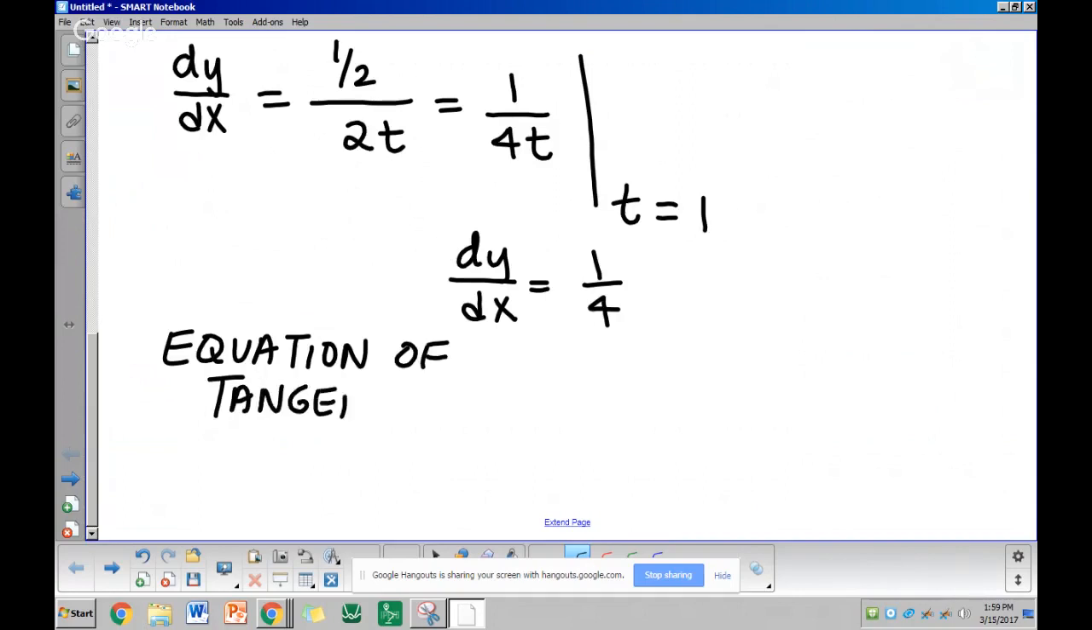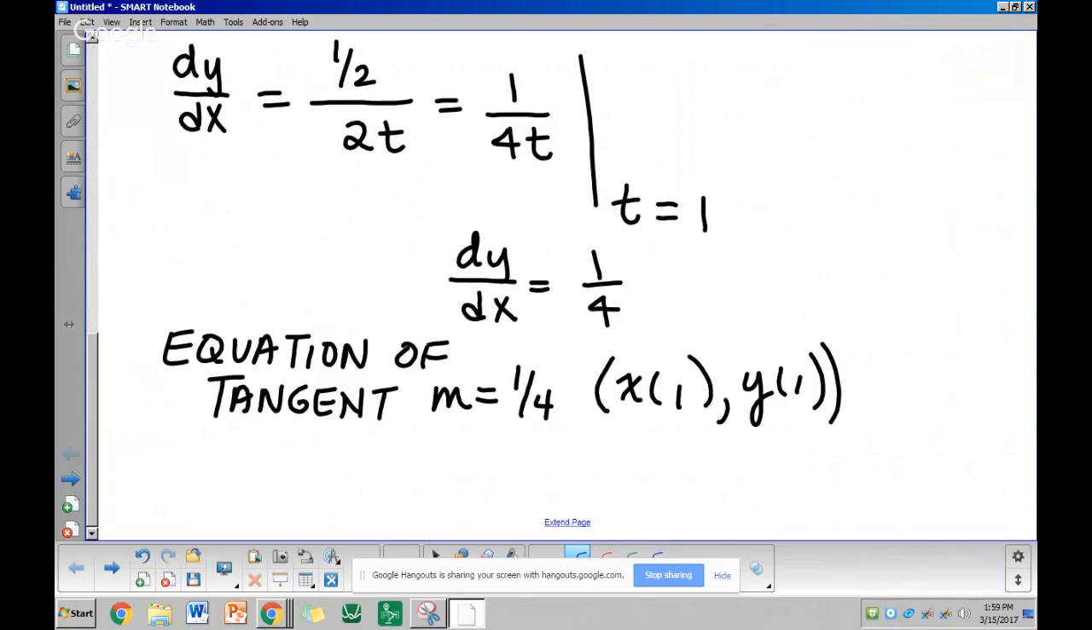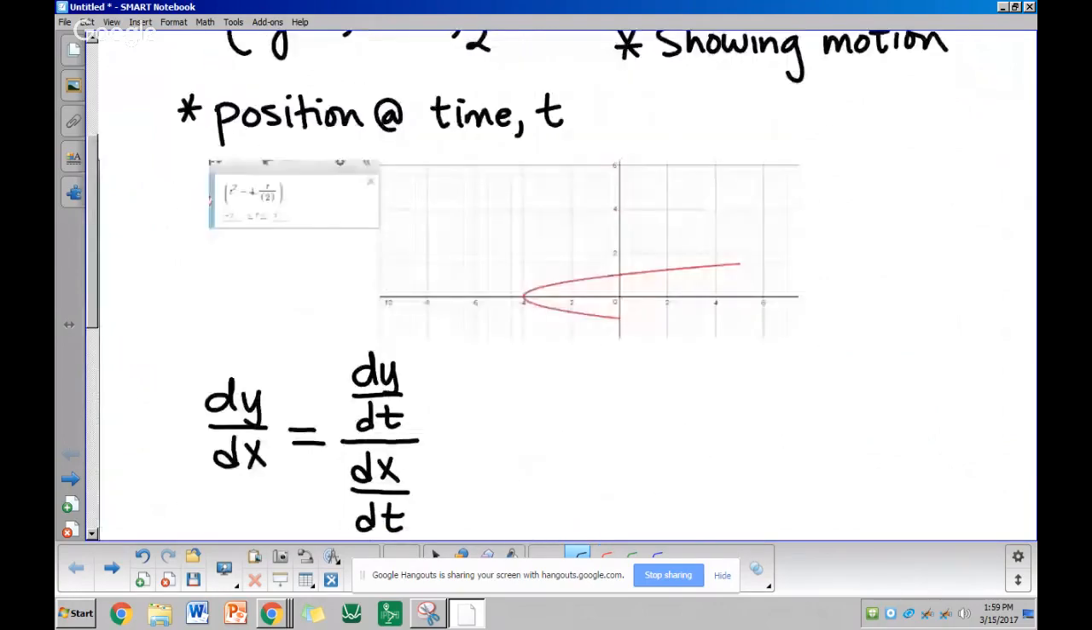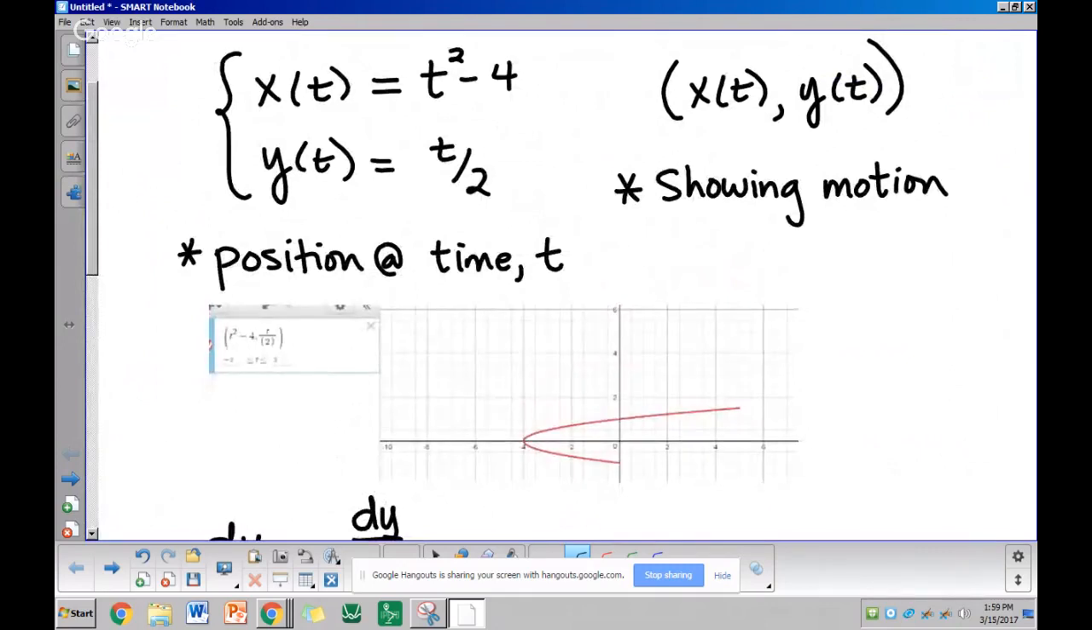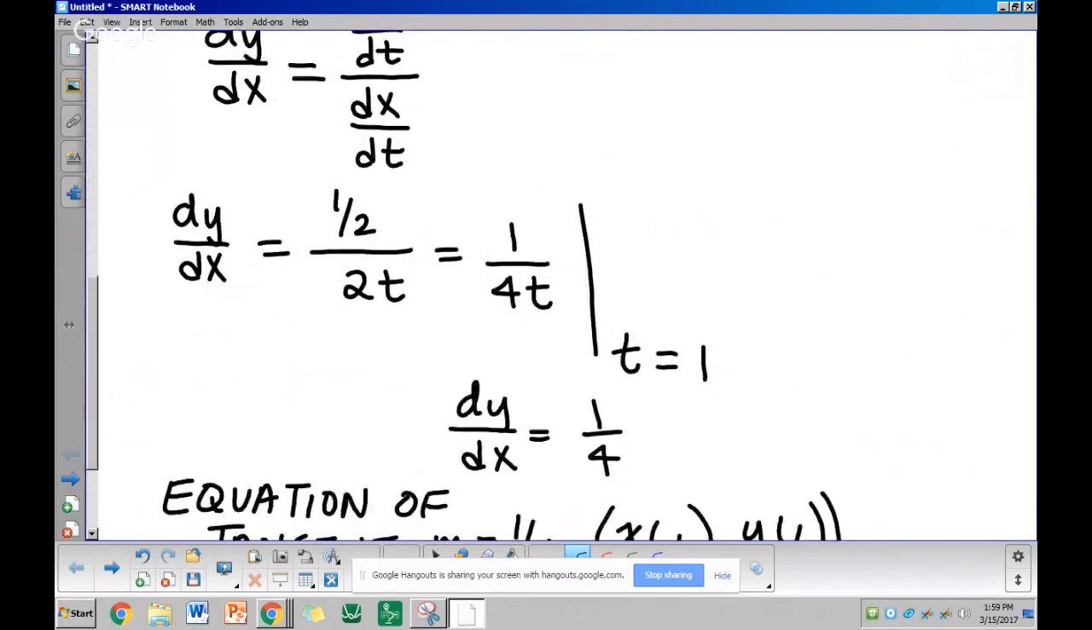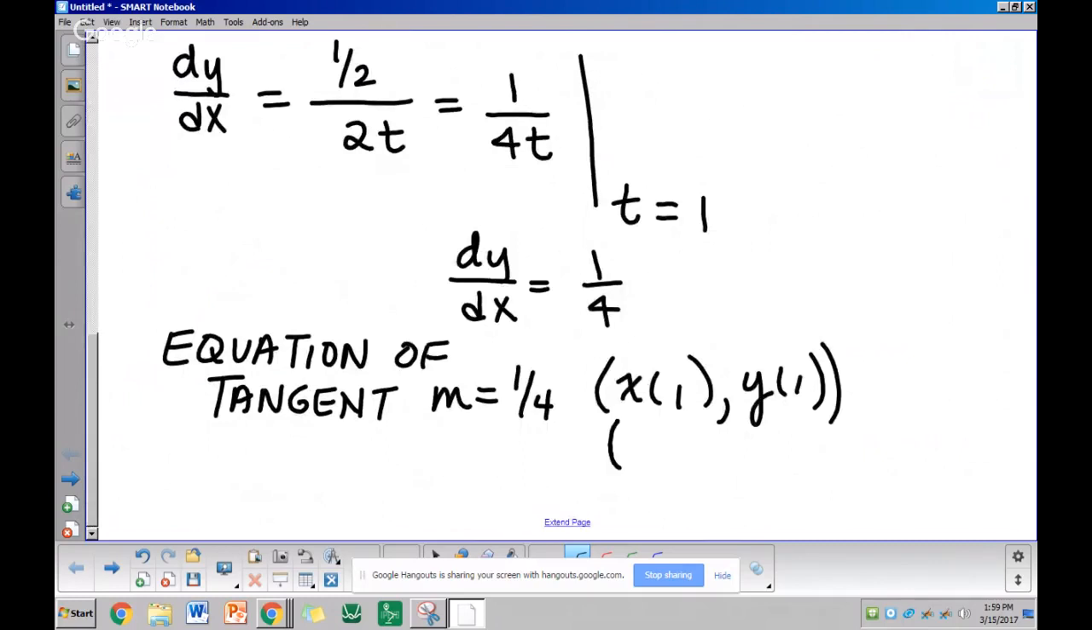And I wanted to find the equation of the tangent line there. We need a slope, which we just found, and a point. So we have the slope is equal to 1/4, but now I need the point. So I need x of 1 and y of 1. So you have to go back to the top here and say, well, my function was t squared minus 4 in the x direction, so that's going to be 1 minus 4, which is -3. So my point will be (-3, 1/2).